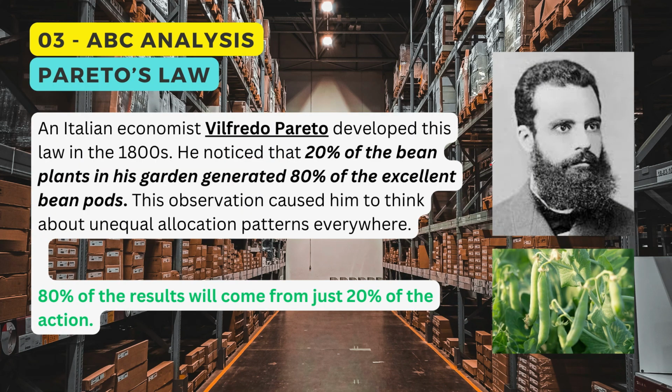There was an Italian economist, Vilfredo Pareto. He developed this law in 1800. He noticed that 20% of the bean plants in his garden generated 80% of excellent bean pods. This observation caused him to think about unequal allocation patterns everywhere. 80% of the results will come just from 20% of the action.